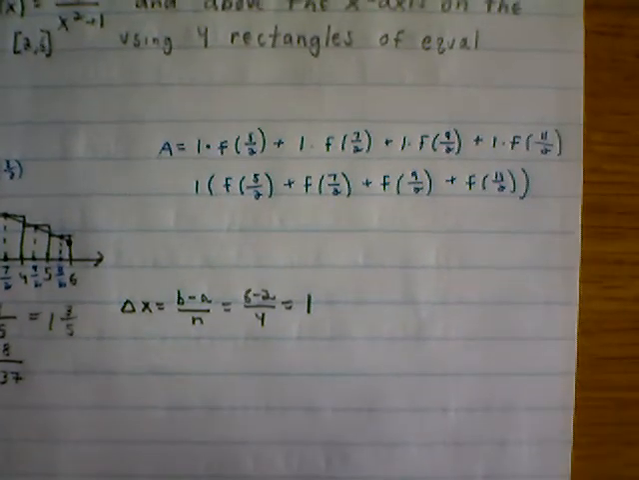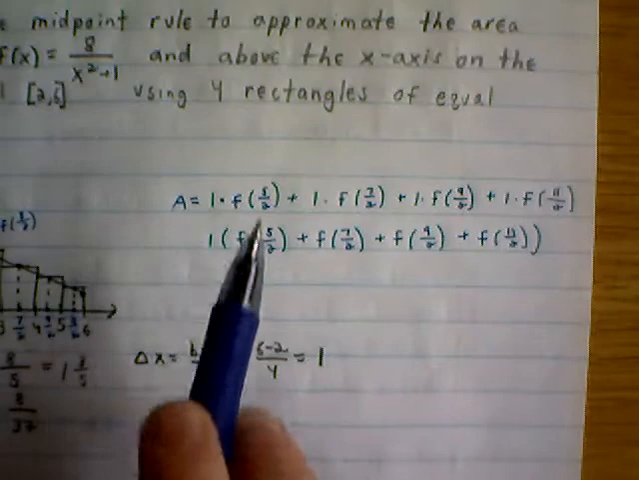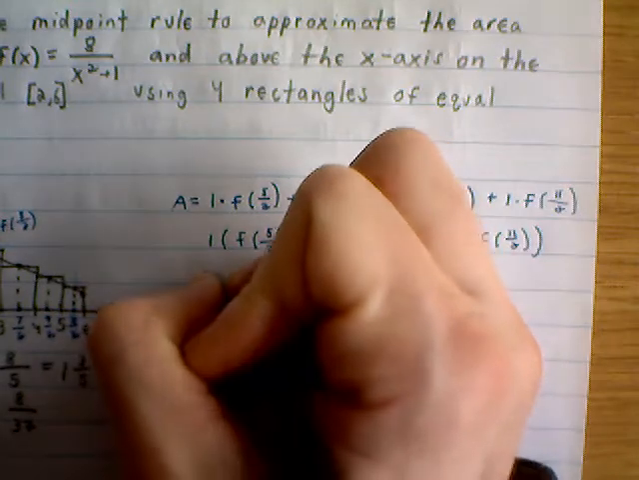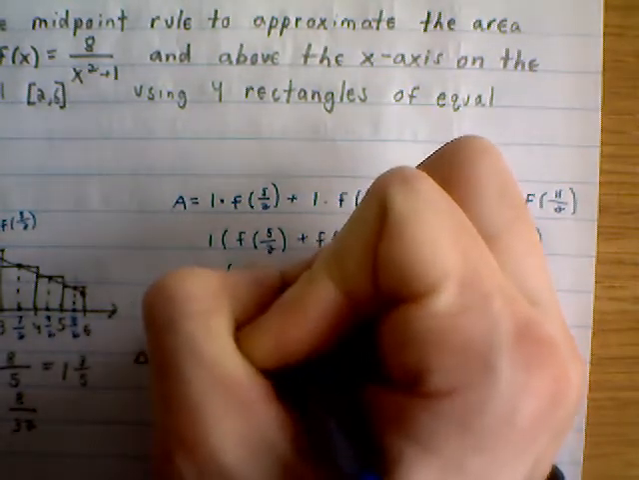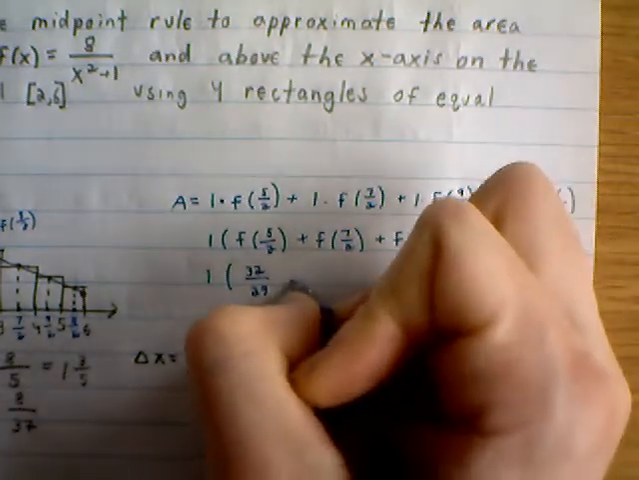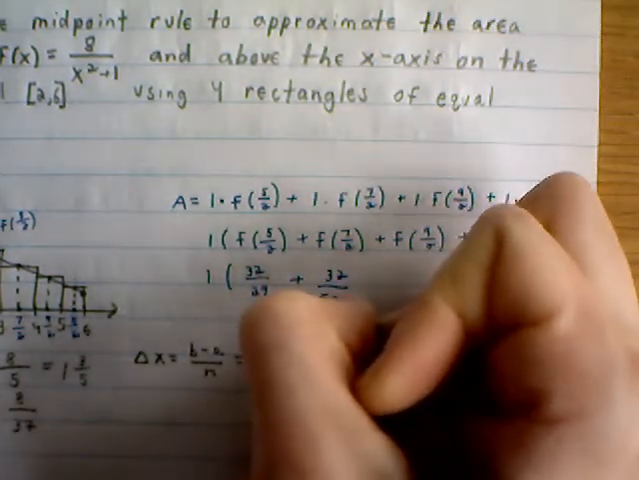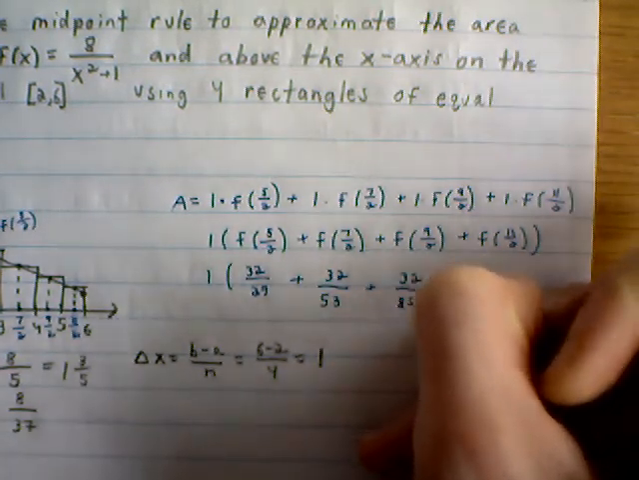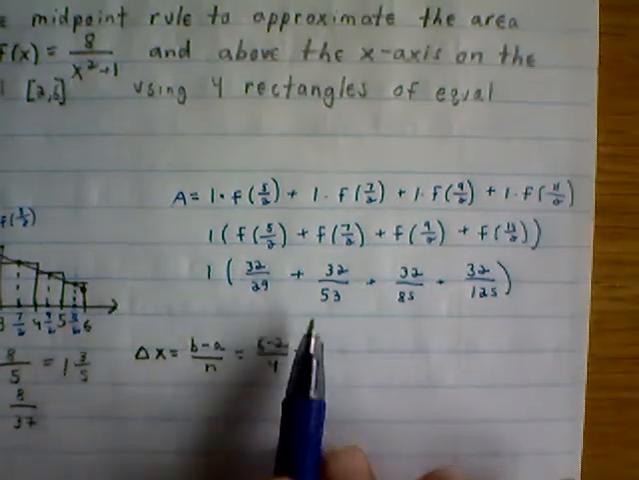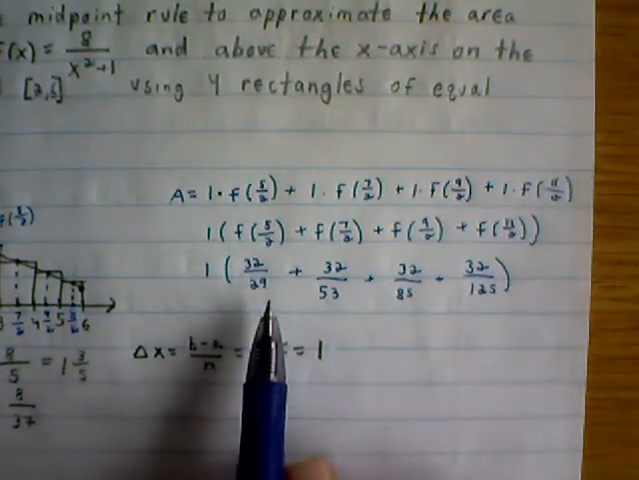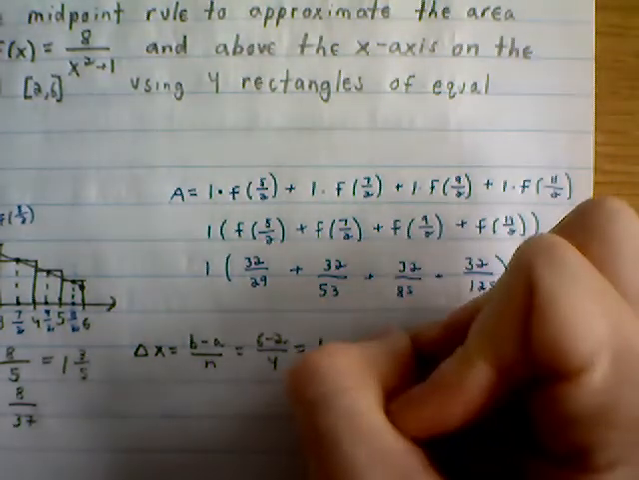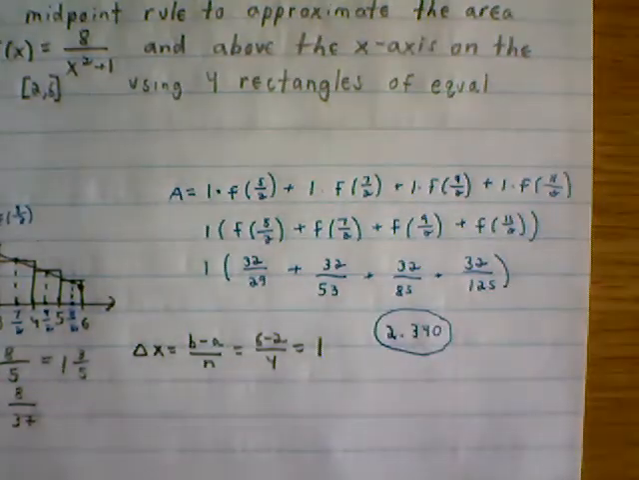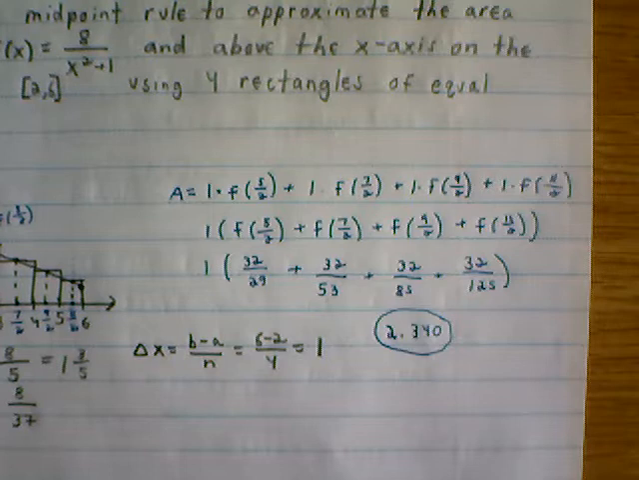All right, and then I just used a calculator, but I plugged in 5/2 into 8 over x squared plus 1, and I got 32 over 29 plus 32 over 53 plus 32 over 85 plus 32 over 125. When I add each of these fractions together using a calculator, because that will be a messy common denominator, I get 2.340. Notice I use 3 decimal places because you have to round to 3 places on the AP exam.